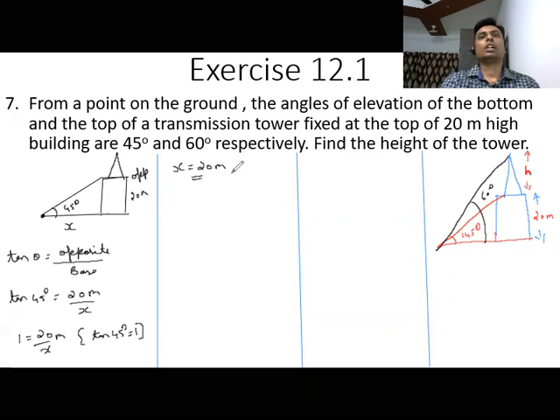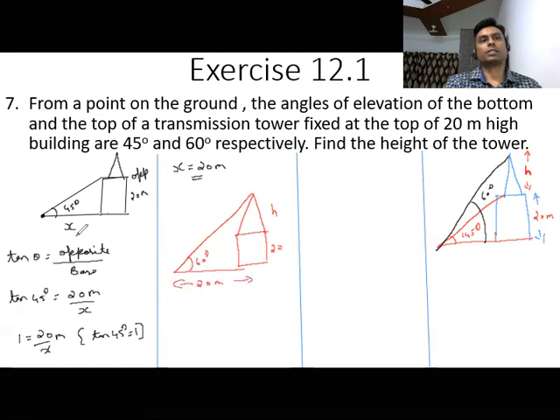That is the distance. Now I will take the second angle. Now we are going to consider the second angle, which means now we have tower plus building. This is 20 meters. This is h. And what is the angle? Angle is now 60 degrees. This distance also we know. This distance is 20 meters. We just found that, right? x. We just found x. x is 20 meters. So opposite, base.